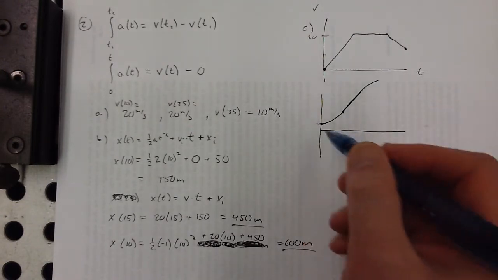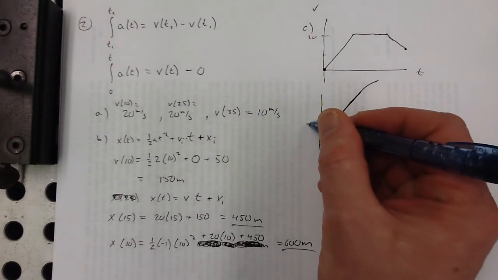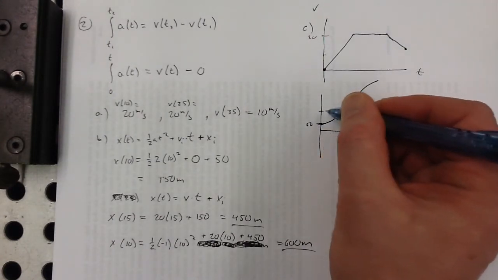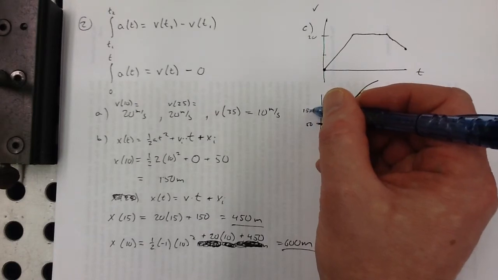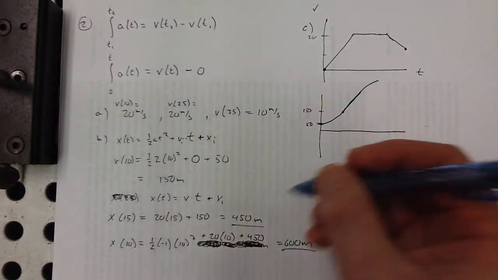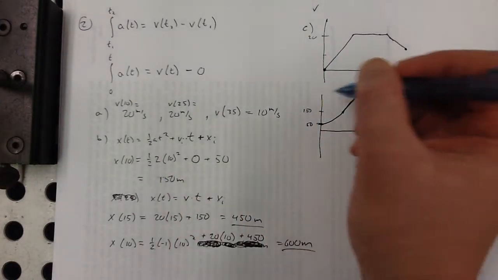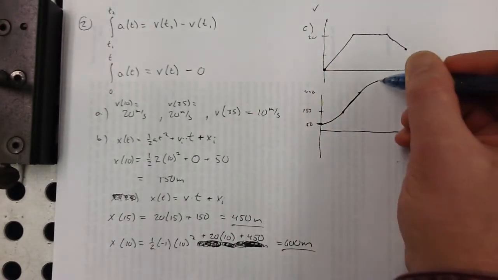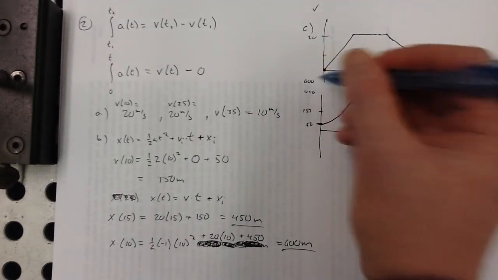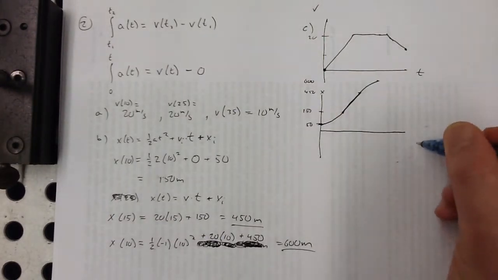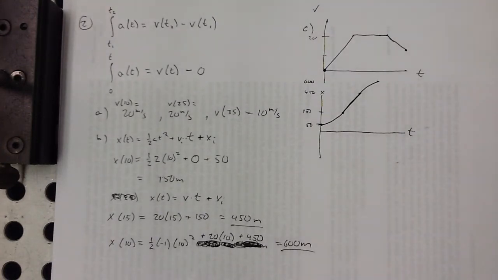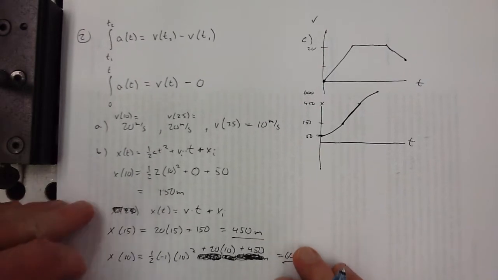But notice here you can see that it's always going forward. This would be 50 meters. This would be, was it 150 meters? This would be 450 meters, and then at the end it would be 600 meters. Right, something like that. That is position versus time. All right, that one took a little longer. Let's see if we can pick up the pace.